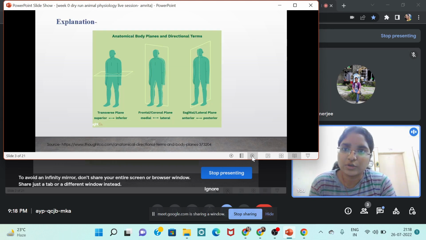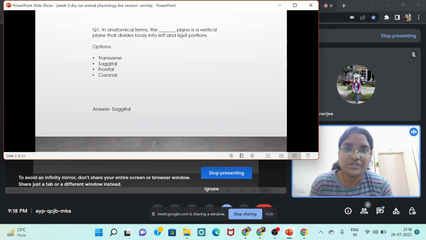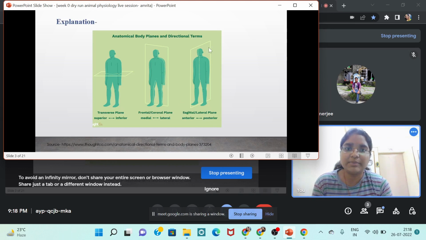So we'll know how. So basically there are three anatomical body planes as described in the picture here, and the three are transverse plane, frontal or coronal plane, and the sagittal or lateral plane. So our correct answer is sagittal or lateral plane. How? The question was, the dash plane is a vertical plane that divides the body into left and right portions. So there are two vertical planes actually. This one is also a vertical plane division and this one is also a vertical plane division.